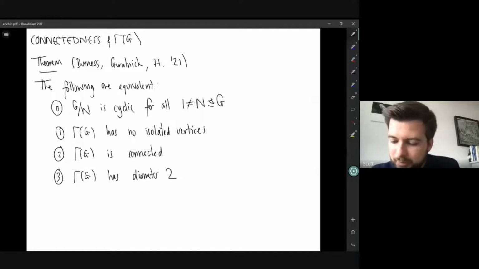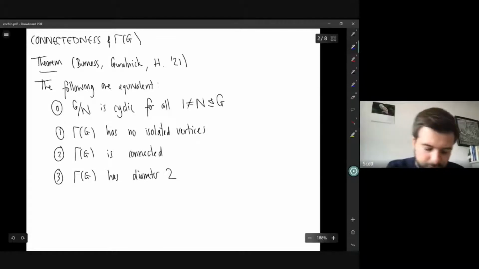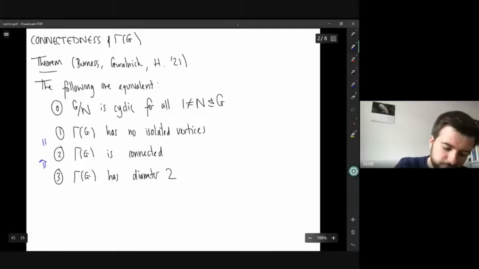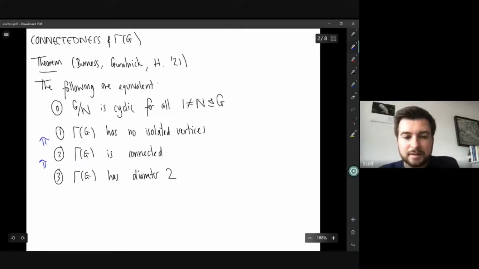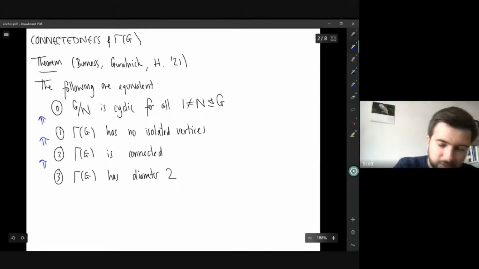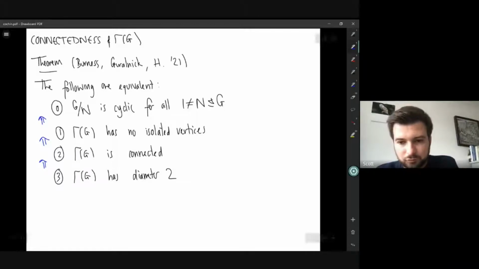So as I said, these 2 implications are immediate, and this condition here is actually also straightforward, and I'll explain why that's true in a minute. But before I do so, let me just remark on the history of this problem.